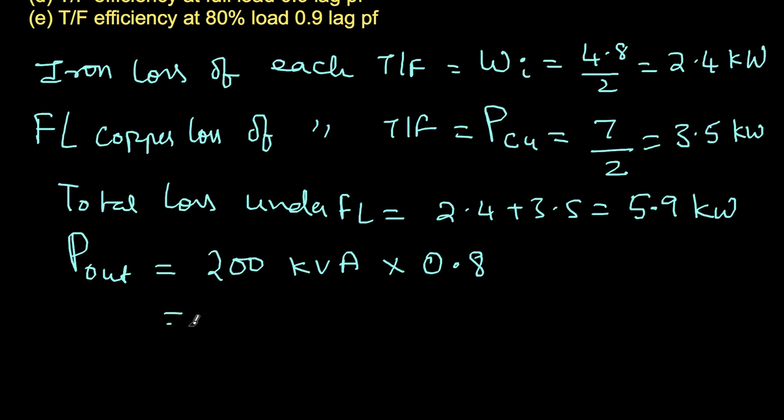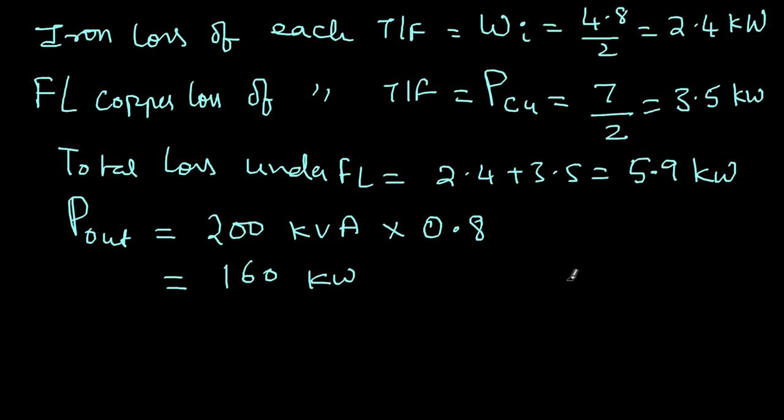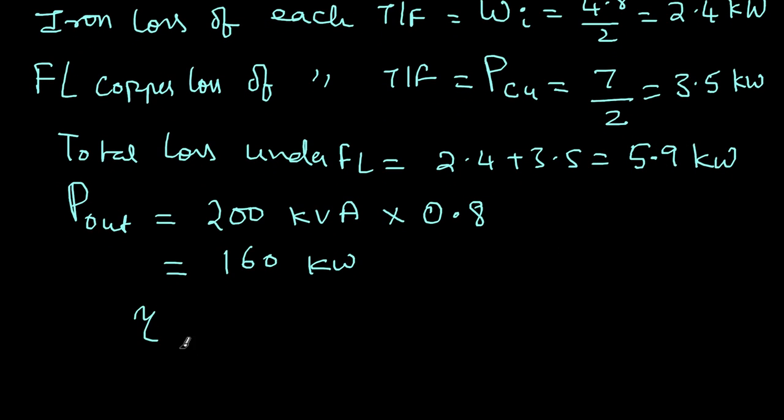So what is the output? 200 kVA into 0.8, 8 into 2 is 16. So 160 kilowatts is the output of the transformer. So when the transformer output is 160 kilowatt, then losses is 5.9 kilowatt. Therefore, I can find out the efficiency. So this is efficiency at full load 0.8 power factor lag.